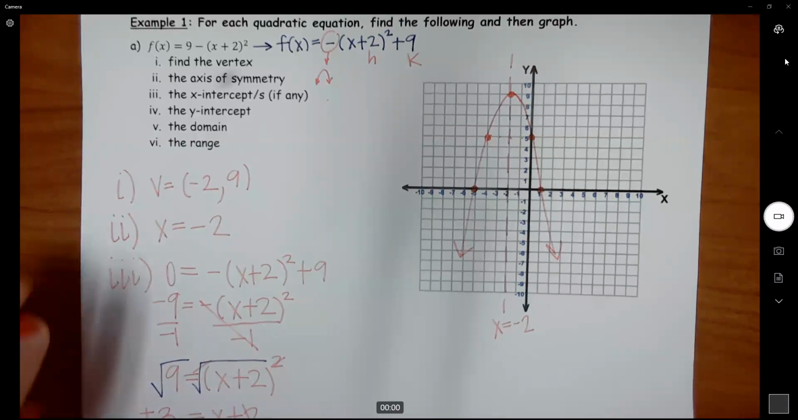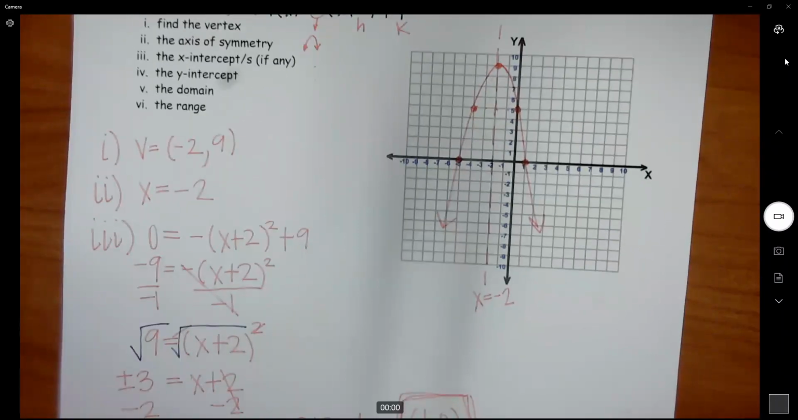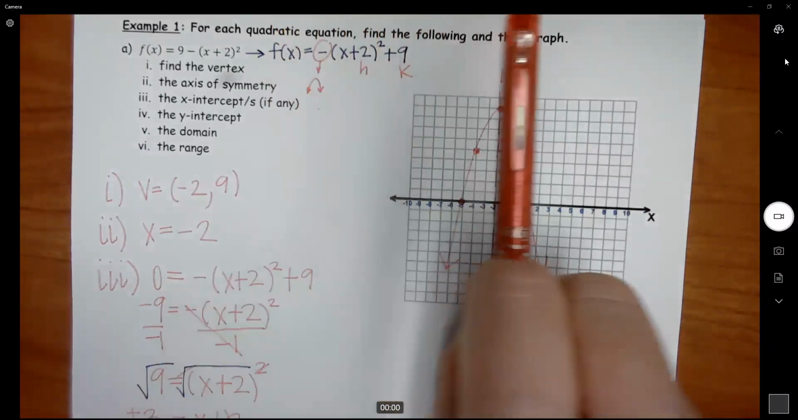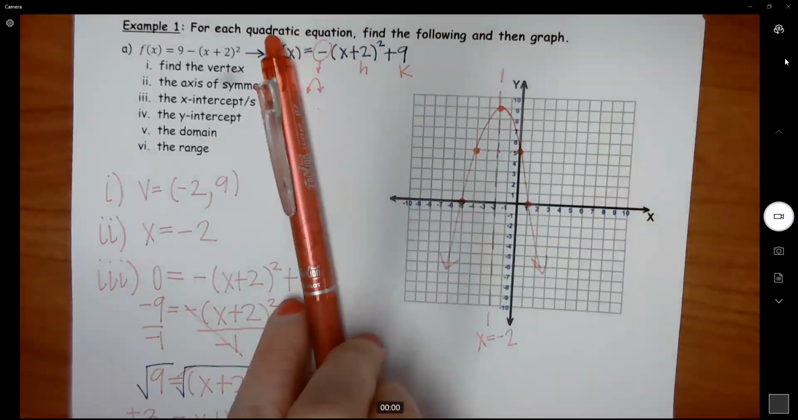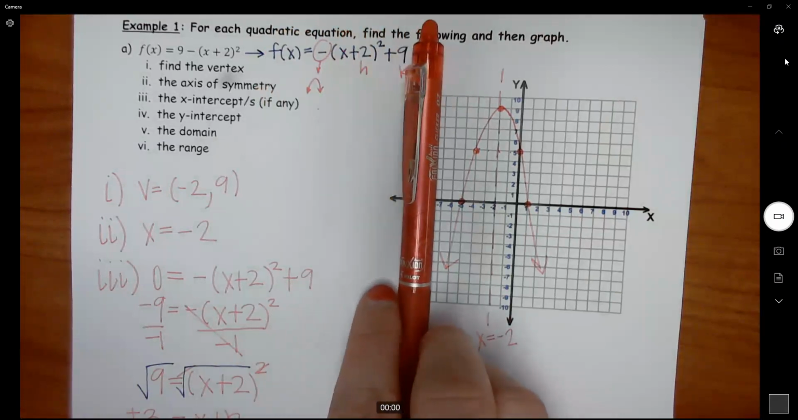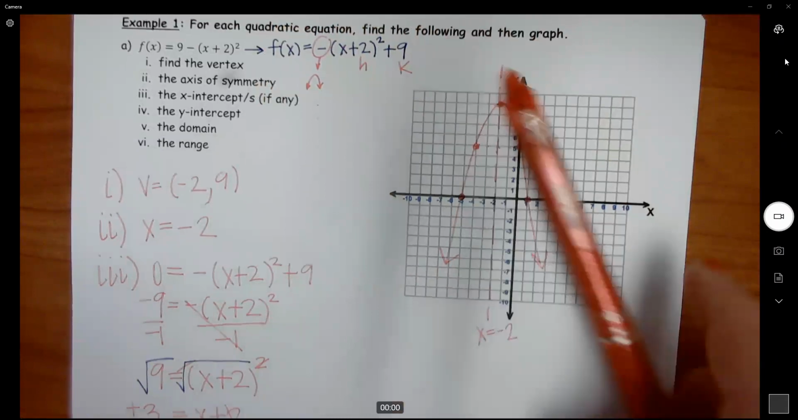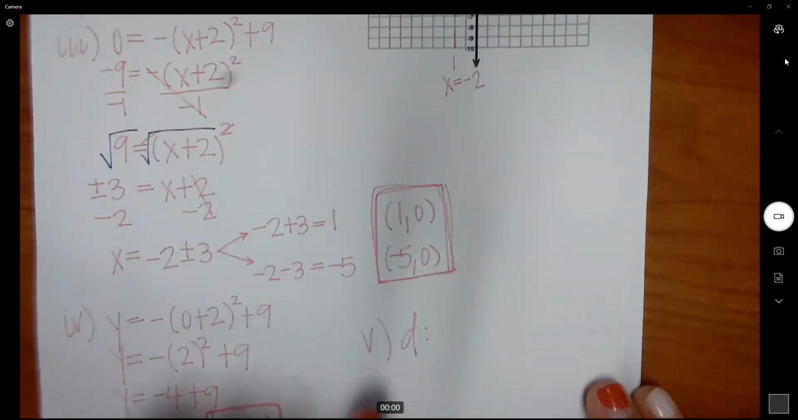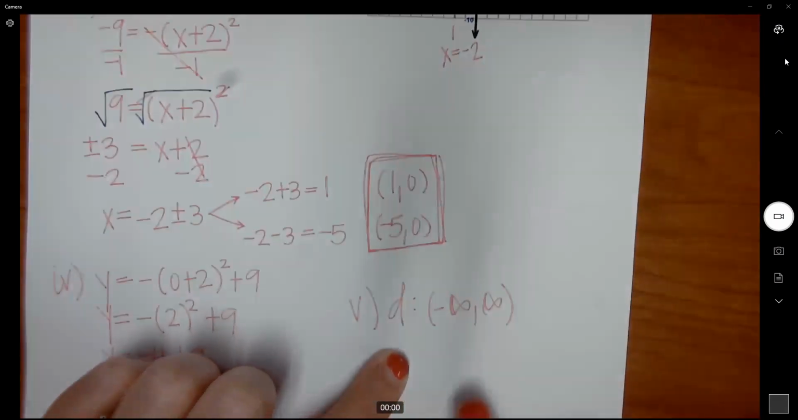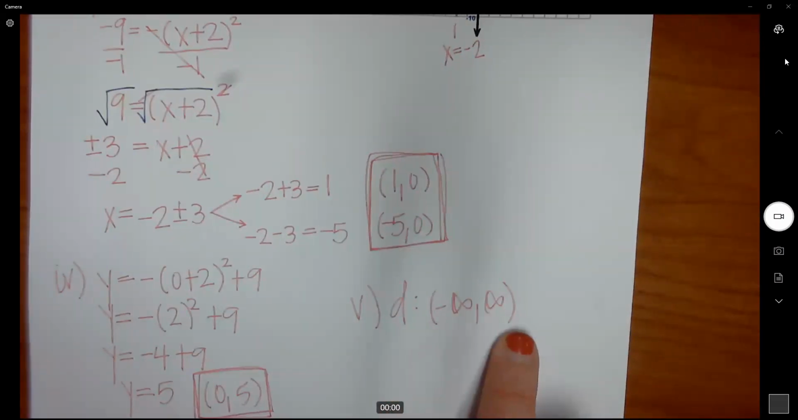And so now parts 5 and 6 want the domain and the range. We haven't done this in a while. So for the domain, you're going from left to right. When you start left and go right, you get an arrow first and then an arrow second. For the parabolas that we are doing in this lesson, the domain is always going to be negative infinity to infinity because we're dealing with functions here.